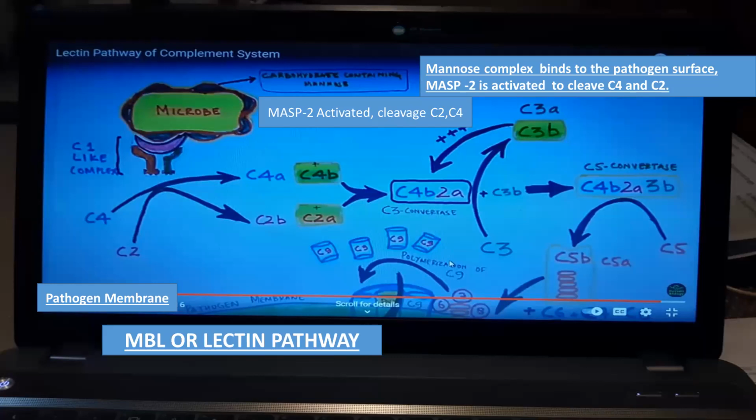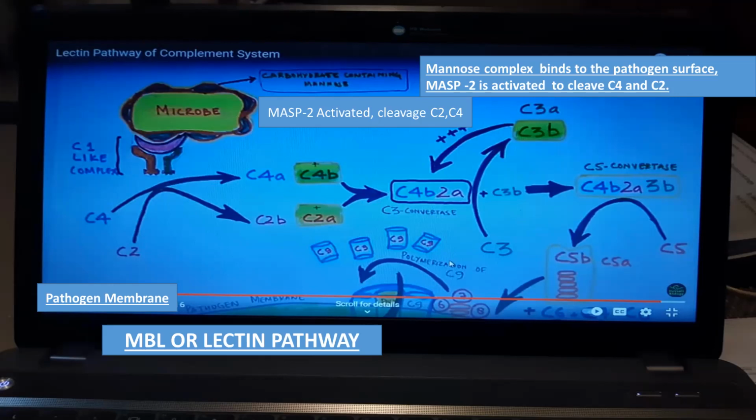Well, diagrammatically, I can explain this MBL pathway. This is the microbe, and this is the surface of the microbe where carbohydrate, mannose or sugar is present. The C1-like components come and attach to the surface of the microbe where carbohydrate or sugar or mannose is present. MASP2 is activated here and cleaves C2 and C4.